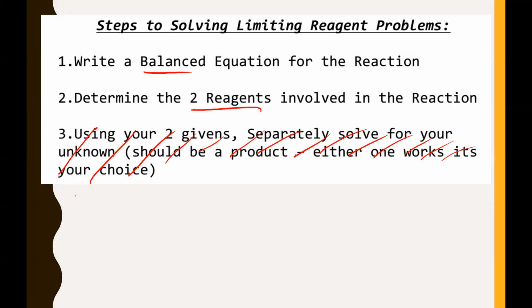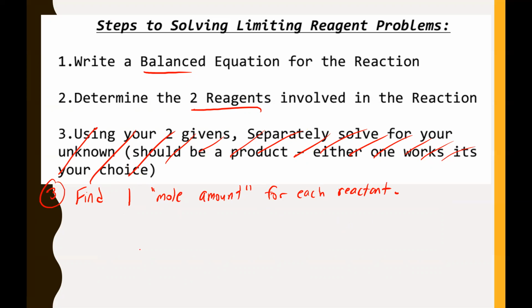Instead of doing this, I want you to actually find 1 mole amount for each reactant. So cross out number 3 completely and just write underneath it: number 3, find 1 mole amount for each reactant. What that means is, with your balanced chemical equation and whatever information you were given, whether it was volume and concentration, or even if it was just your mass, I want you to find 1 mole amount for each reactant.